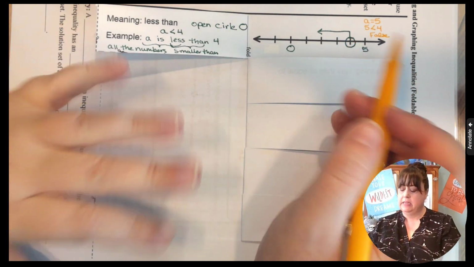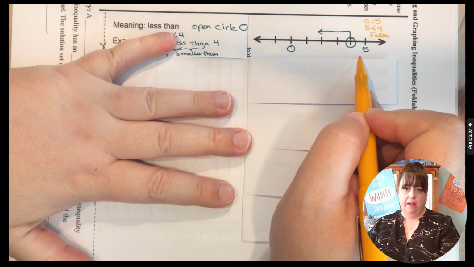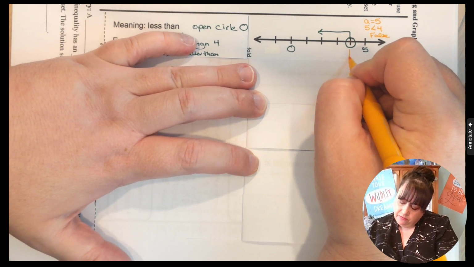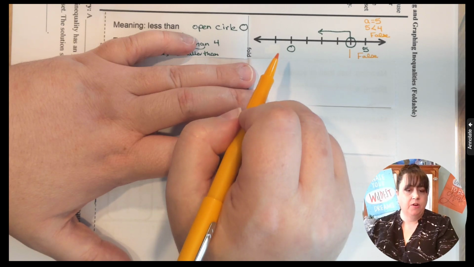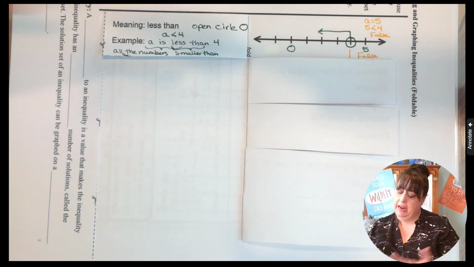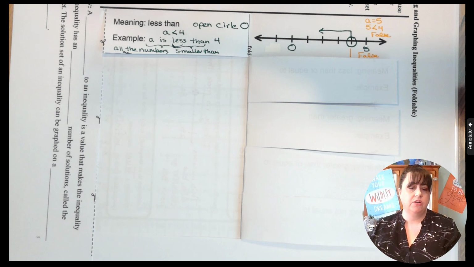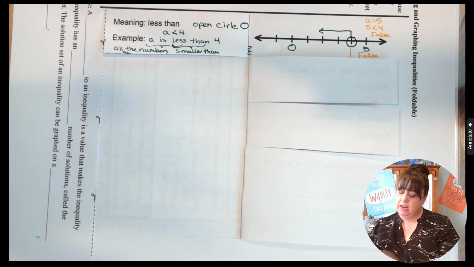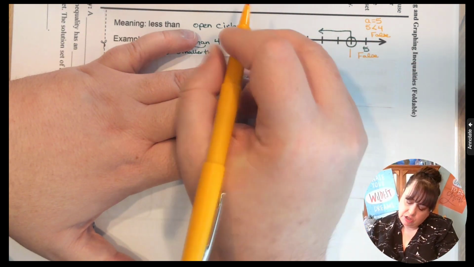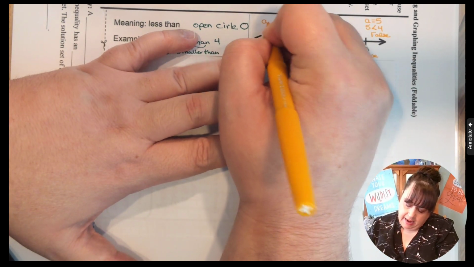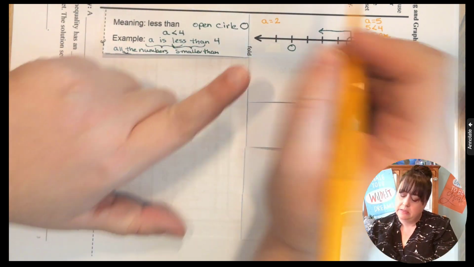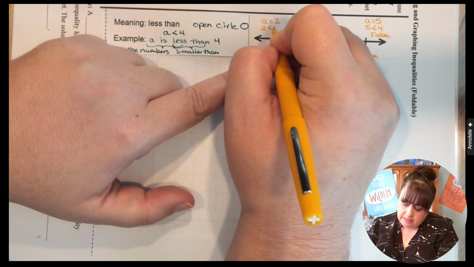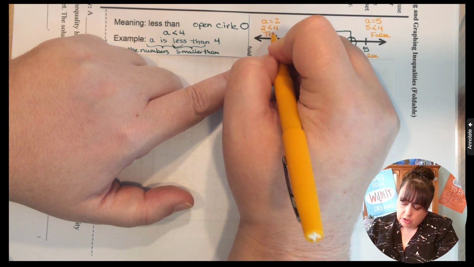I think of my arrow as a net, so the net cannot go over 5. This side of the boundary is false. If I checked something over here, check any number you want, let's check 2. I let A equal 2 and put it in, so 2 is less than 4, and that is true.